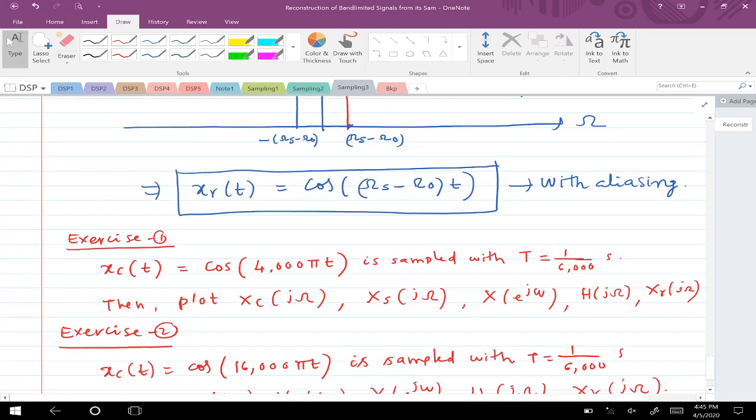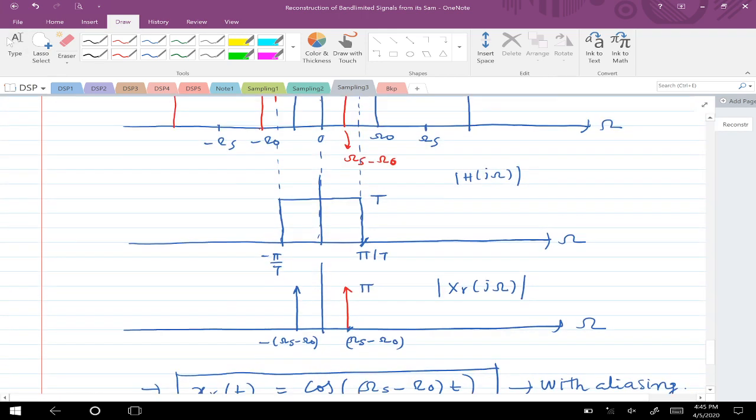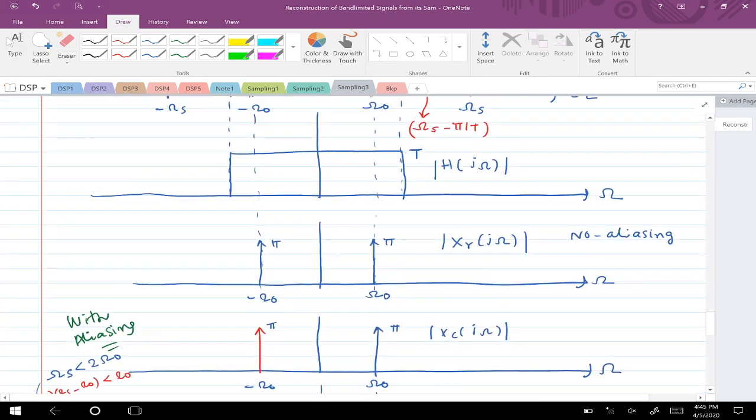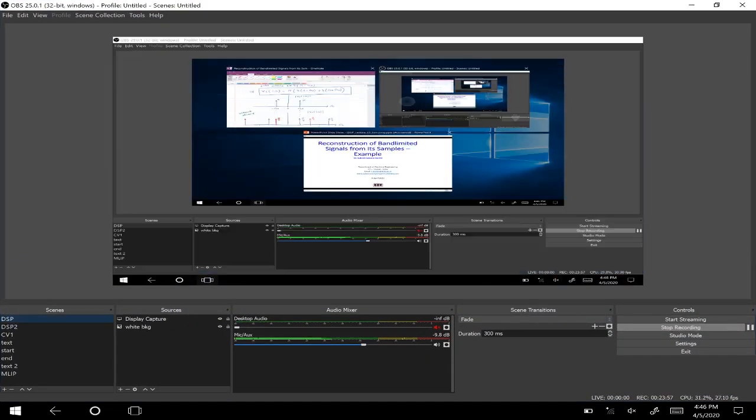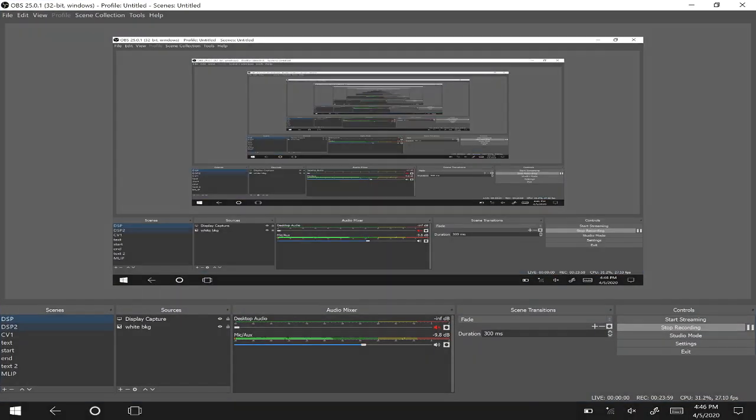I don't want you to directly use the result xr of t equal to cos of omega s minus omega naught t for aliasing. Rather, I would like you to do this practice along the similar lines I have drawn here, so that these concepts will become pretty clear to you, without any doubts. So please work out these two problems.